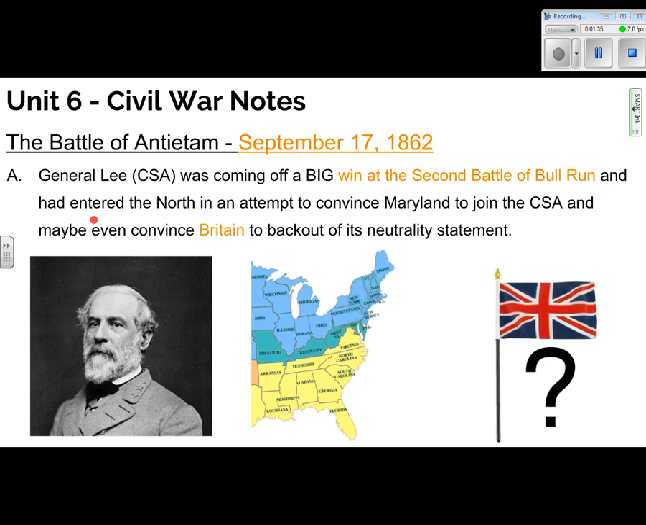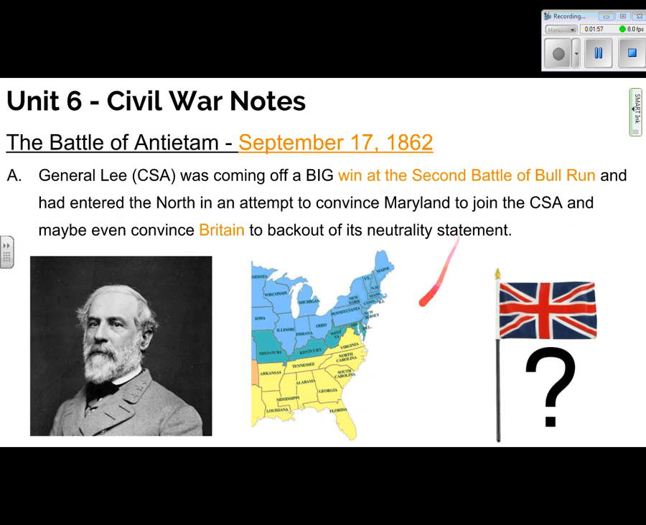So Lee took a big gamble a year into the war. He knew that he had less men. He knew that he had less supplies, less factories, less railroads. So he knew that he needed to do something impressive, right? So he goes into the North. He marches his troops into Maryland, which is part of the Union, and he tries to convince Maryland to join the Confederate States of America.